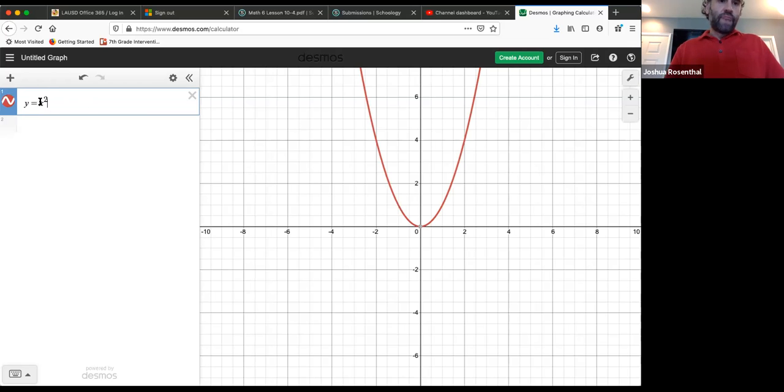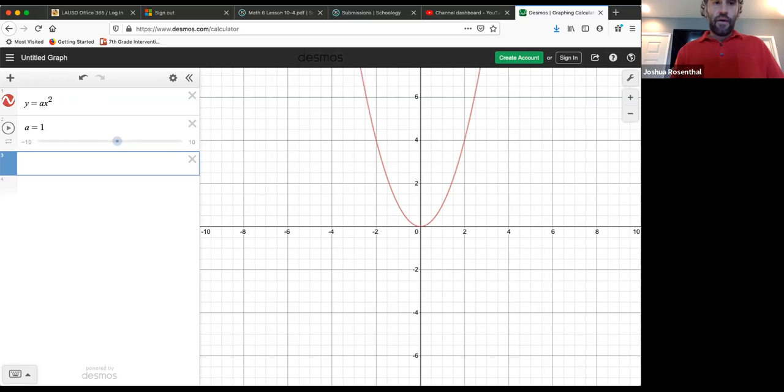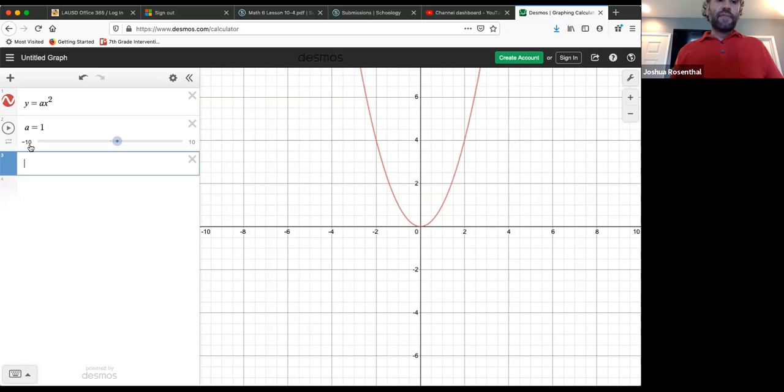But if I were to add an a here in front, that is called a slider. It's going to allow me to adjust a later on. When I'm done, when I hit the return key, it will allow me to adjust a. Well, I can do that now. Look, it defaulted to a equals 1, right?